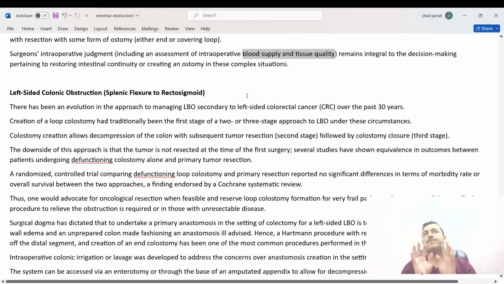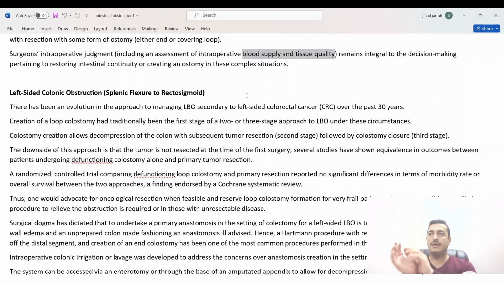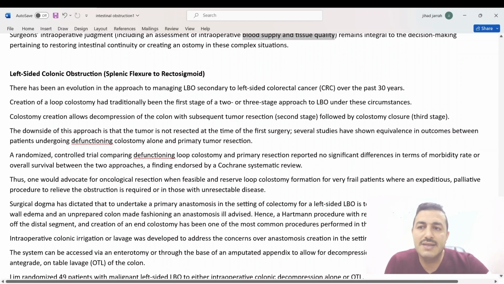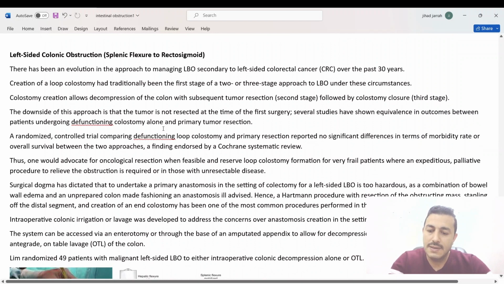So, the conclusion. Right side, please. Right hemicolectomy, ileocolic anastomosis. No need for stoma. You can proceed for stoma, it's your decision. The left side is a little bit complicated.